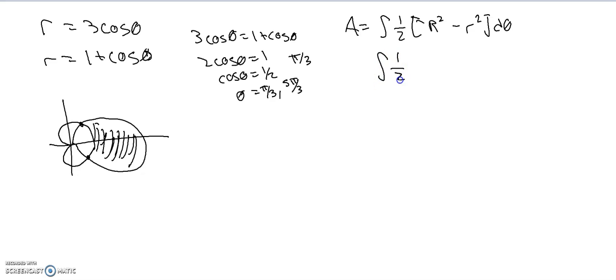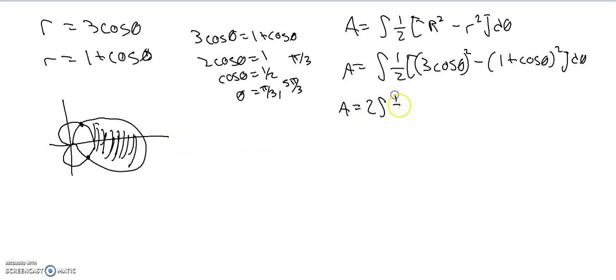So we want to do 3 cosine theta squared minus the next one, 1 plus cosine theta squared, d theta. And for the limits, since this is symmetrical and this is pi thirds, we just want to go from 0 to pi thirds and double it. So we're going to double this area, and we're going to go from 0 to pi thirds, d theta.